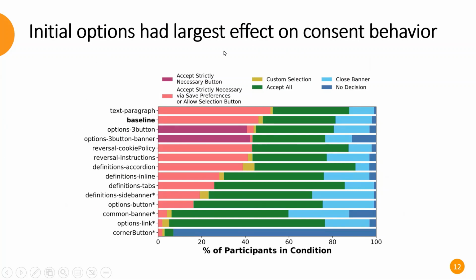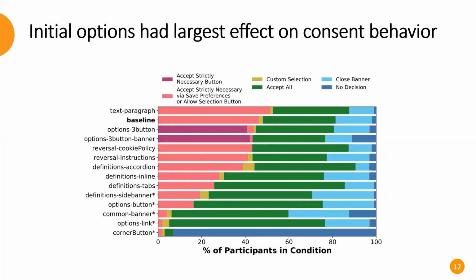What you're seeing here is a graph of the consent decision by condition in order of the percentage that accepted only necessary cookies. So the pinkish purplish bars are people who accepted only necessary cookies. The green or yellow bars are people who accepted all or made a custom selection. And then the blues are people who dismissed the banner or ignored it. I should mention that the baseline is bold, and those that differed significantly with regards to the baseline have an asterisk next to them.